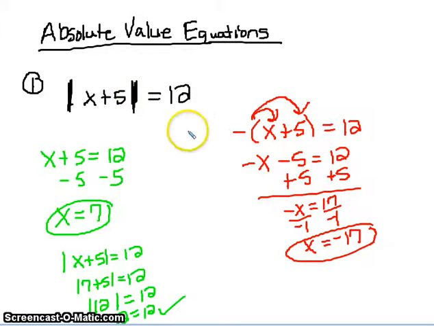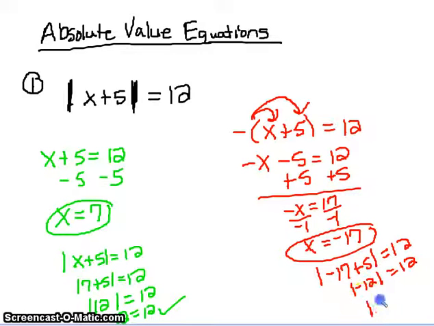If we go back up here and plug in the absolute value of negative 17 plus 5, negative 17 plus 5 is negative 12, and we know that the absolute value of negative 12 is 12. So it checks. Notice that I split the two equations because the absolute value is isolated. As long as the absolute value bars are isolated, then you may split it into the two equations and find your answers.